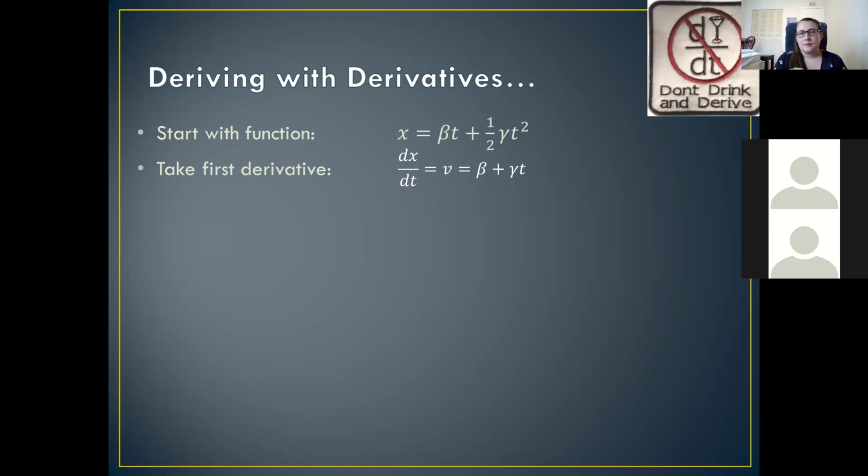And for the second chunk there, we multiply the coefficient by the exponent. So 1/2 times 2 is 1. Gamma stays constant. And then we subtract 1 from the exponent. So we get gamma times t. Okay. So that's our first derivative. Now take the second derivative. So you're going to take the derivative of the derivative. What will that become? Apply your power rule.